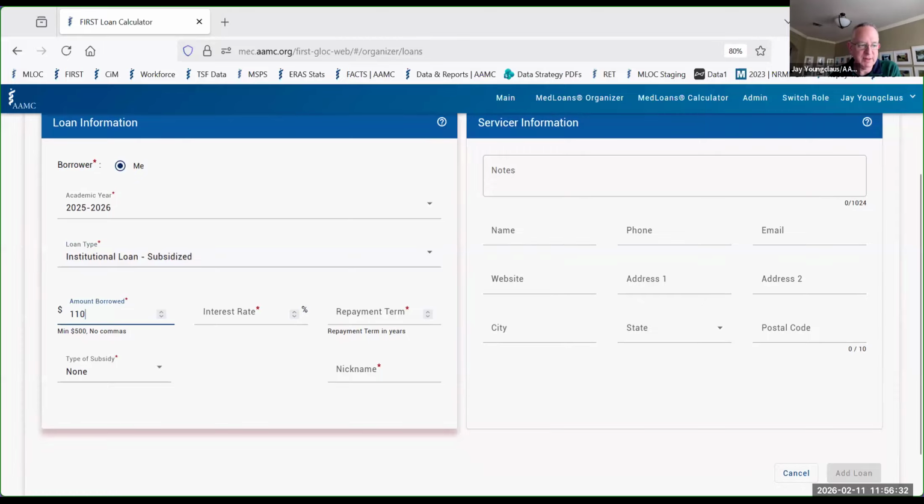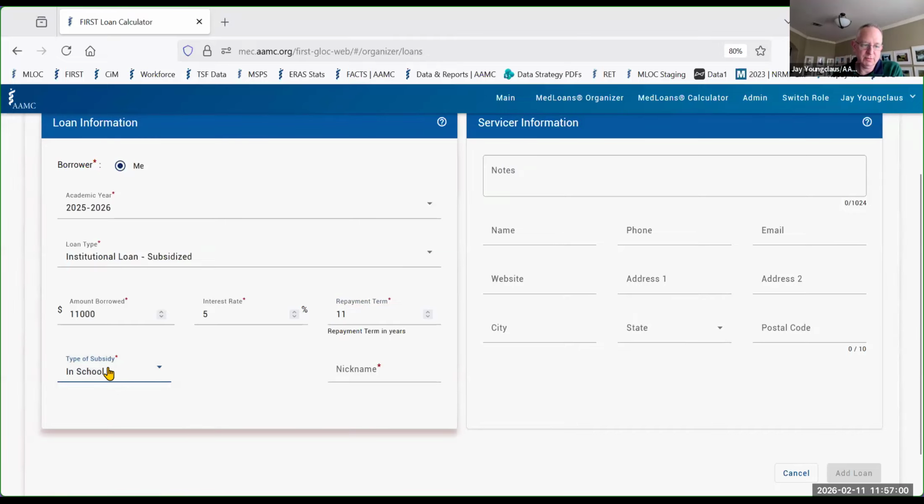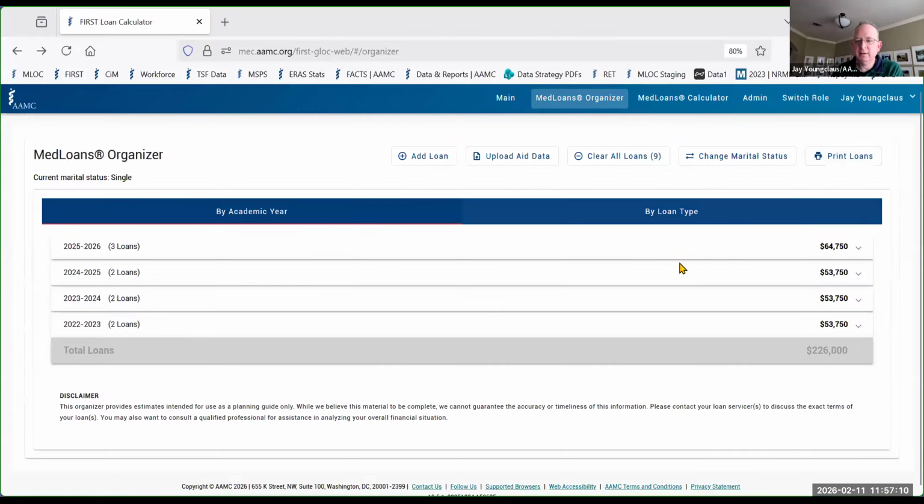So let's go back and say institutional subsidized loan. Let's say that you borrowed $11,000 in the fourth year. Let's imagine the school has a favorable interest rate and whatever their repayment term is. This is a detail that's very important on the private loans. And it's so important, I'm going to put a bit of an unusual number in here so that we can track that result. So I'm just going to put 11 years in here and we'll kind of hold that thought. It has a subsidy in school, but not during residency. Again, these details are very important on private loans, so we have to fill them in. So I'm going to call it the INST loan, and we would add that.